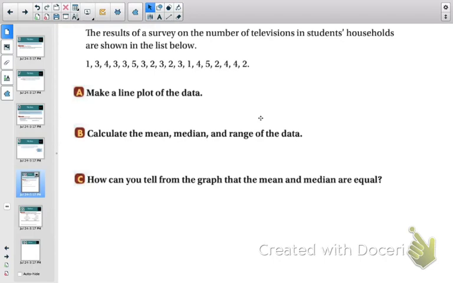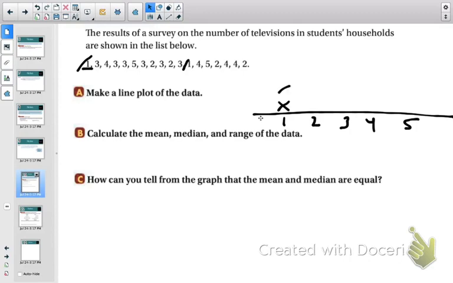So when you're making a line plot, it's just a line, and then you want to go from 1 to 5. So we've got 1, 2, 3, 4, 5 here. So how many 1s do we have? There's 1, 2 1s, so I'm going to put 2 things here. You can use whatever. I just use X's because they're easy to draw. There's 4 2s. 1, 2, 3, 4, 5, 6 3s.